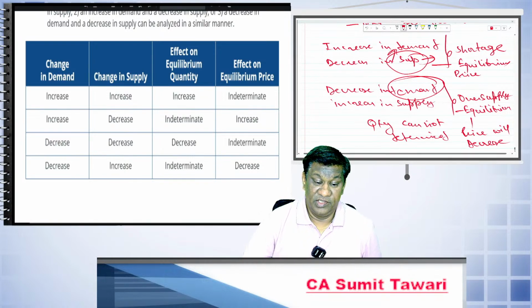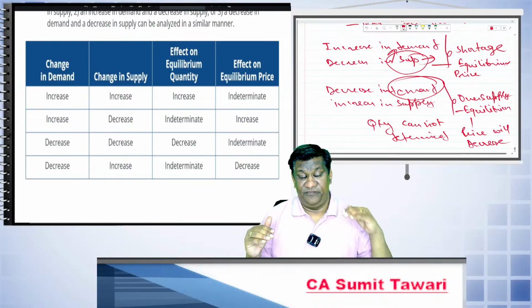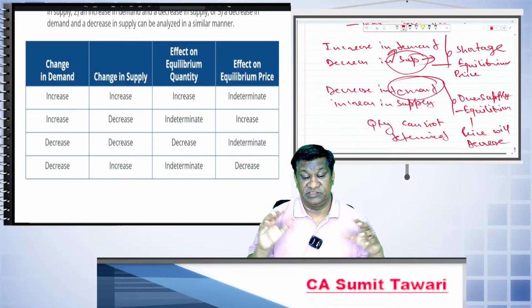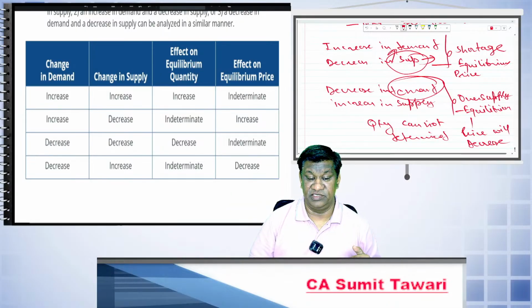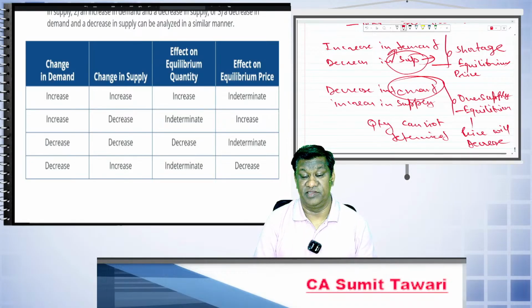Okay. So again, if change in demand and change in supply both increase, that means the equilibrium quantity gets increased. If the change in demand and the change in supply both decrease, that means the equilibrium quantity gets decreased. But at what price this equilibrium quantity arises, that you cannot determine.